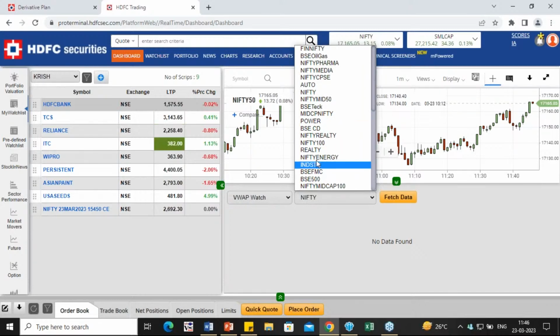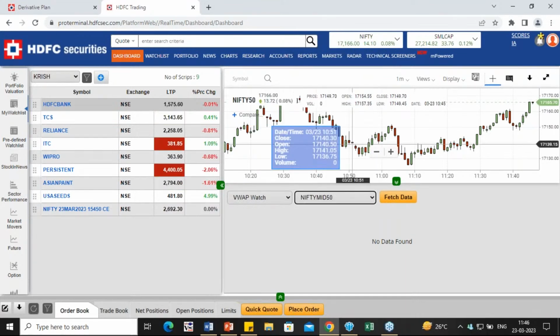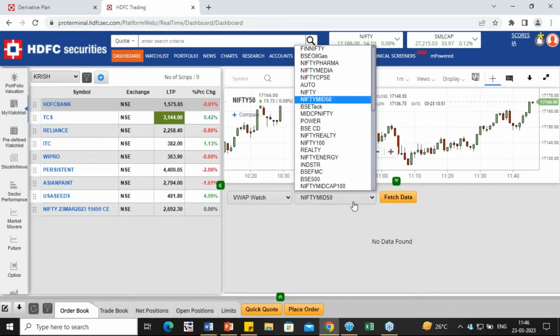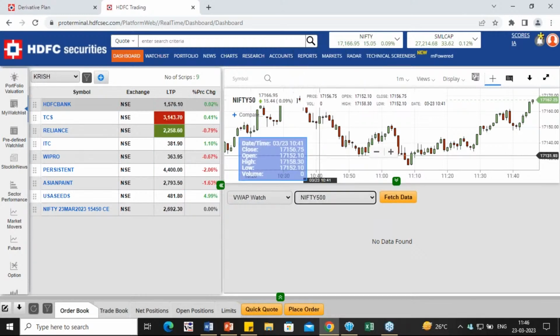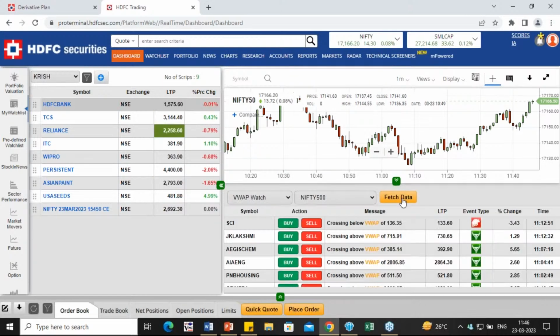let's take the example of Nifty Mid 50. चलो Nifty Mid 50 पकड़ते हैं. If you click over here, just fetch your data, you will get a no, there's no stock available there कि आप वहाँ पे कर सकते हो. Let's take the example Nifty 500. So if you fetch the data, you will find that these are the stocks that broke the level.